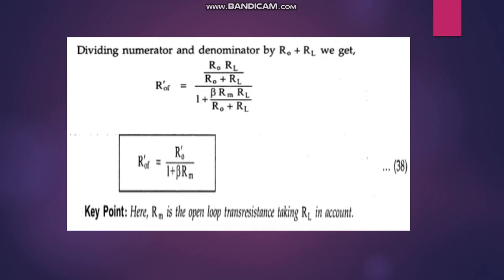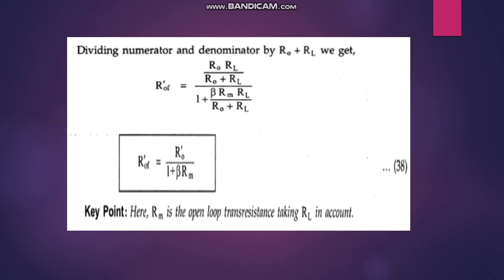So small rm, we know, is the open loop trans resistance without feedback, without taking the RL load resistance into account. Capital Rm, we know, is also the open loop trans resistance taking the load resistance into account, also without feedback. So that's all about the derivation for the voltage shunt feedback amplifier.